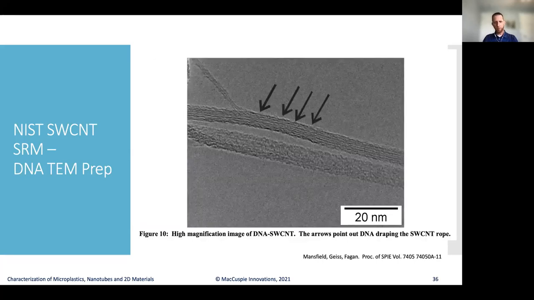And when they obtained a high magnification image of the DNA single-wall carbon nanotube ropes, the arrows show, in this particular image, where the individual nanotubes are, and then you can also see the DNA kind of draping around these carbon nanotube ropes as well, encapsulating the bundle of tubes into that rope structure.